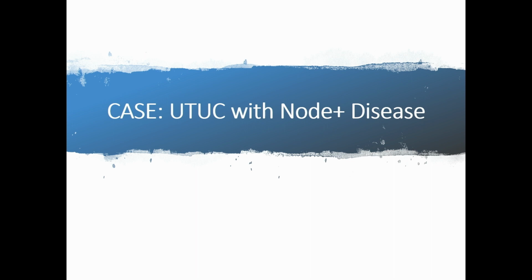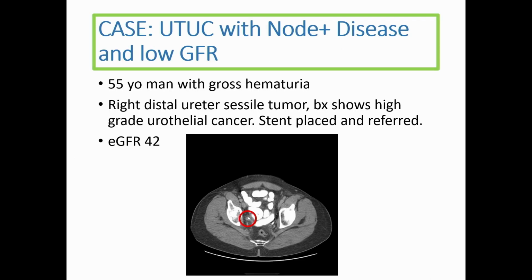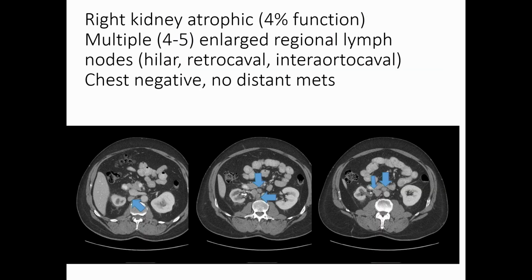Okay, so now we're going to move on to a bit higher risk situations. This is an upper tract case with node-positive disease. A 55-year-old who presents with gross hematuria. There's a right distal ureter sessile tumor. Biopsy shows high-grade urothelial cancer. The patient was seen locally, a stent was placed, and the patient is then referred to us. GFR is 42 at the time of presentation. Imaging shows the right kidney being atrophic. A differential study had already been done that confirms this.